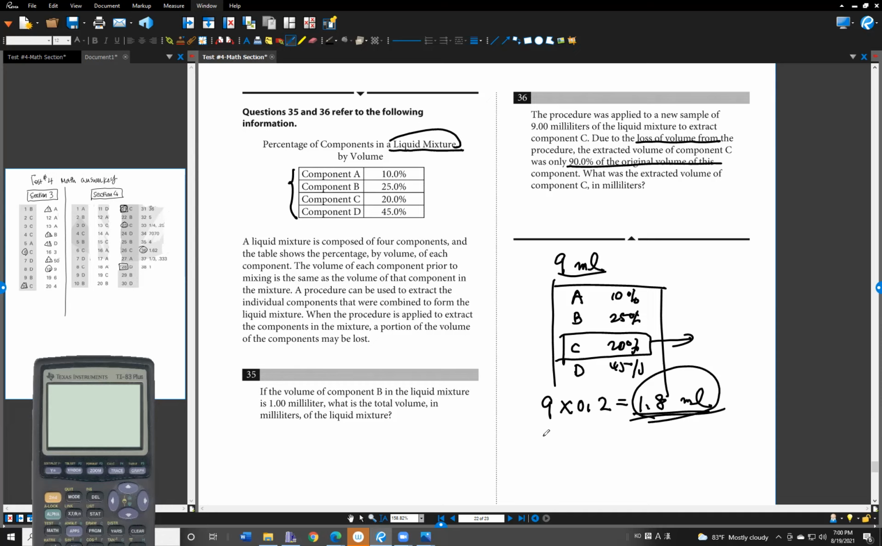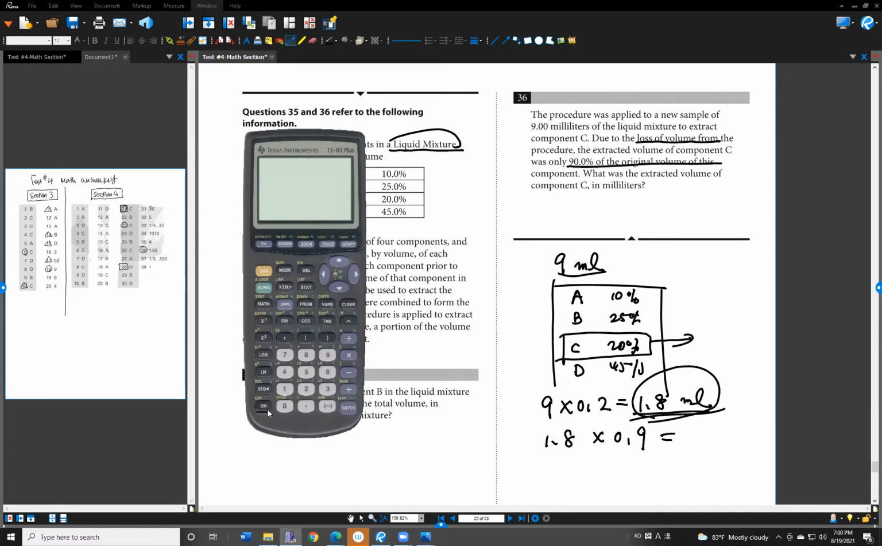What is the number? 1.8 times 90% is what? 90% is 0.9, isn't it? So 1.8 times 0.9 is 1.62 milliliters that will be extracted, okay?